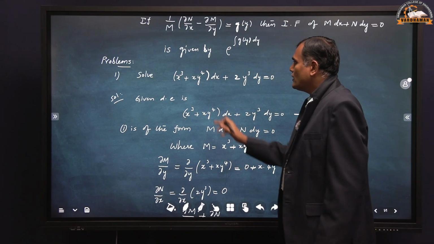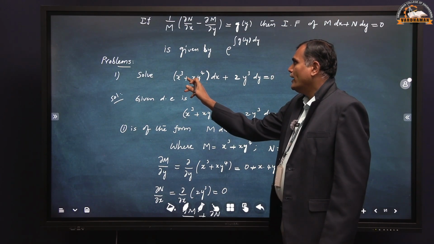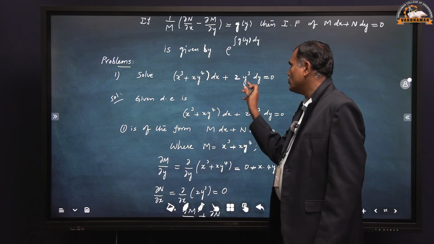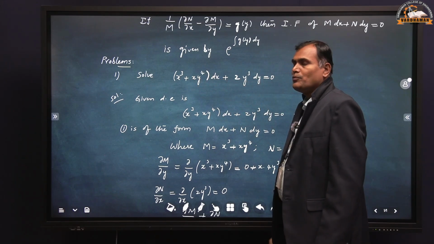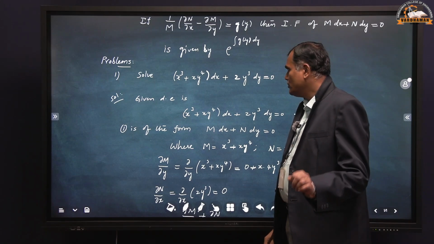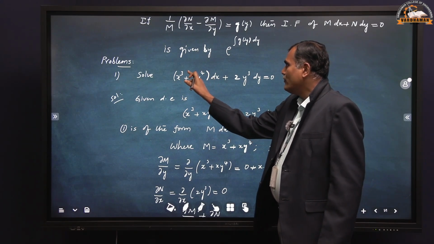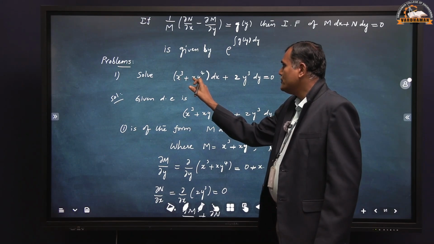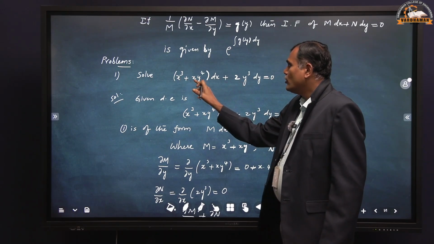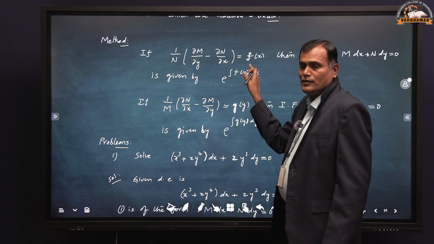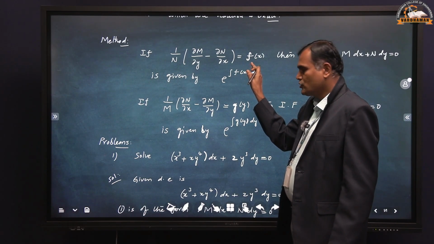Now look at here, the differential equation is like this: x cube plus x into y power 4 dx plus 2y cube into dy equals 0. Now here, a short simple method, try to remember. Clearly m is having more number of terms than n, so probably we may get a function of x.